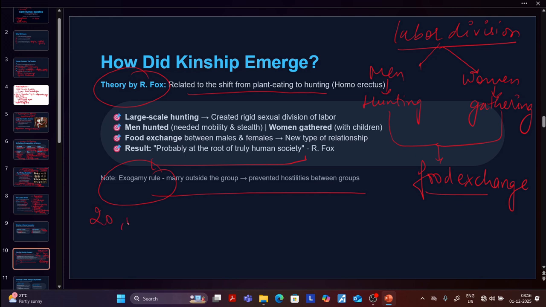By 20,000 to 10,000 years ago, we have evidence of sophisticated kinship systems. Burial practices show differential treatment of individuals, some buried with elaborate grave goods, others simply. Some burials show care for individuals who would have been unable to contribute to subsistence. This indicates that kinship obligation transcended practical utility. You cared for family members even when they couldn't contribute. Kinship had become moral and spiritual, not just practical.